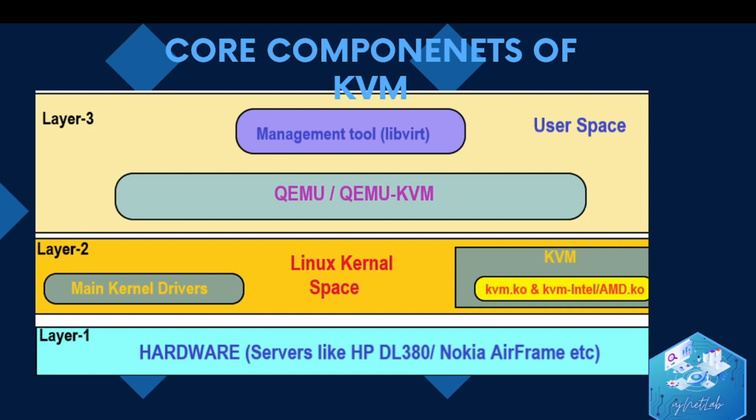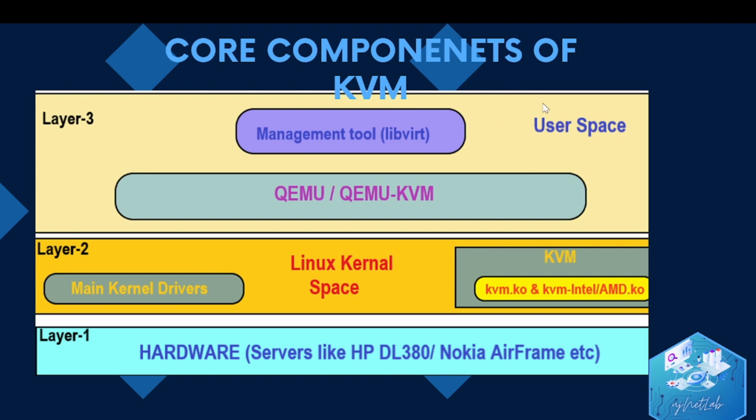Okay, you can see from the core components that we have three layers. The first layer is hardware. The second layer is the kernel space, where we are running the main kernel driver and the specific KVM kernel modules or drivers, you can say. On top of it, we are running QEMU and KVM, and on top of that we have a management tool, which is known as libvirt. This is layer 3, also called the user space.